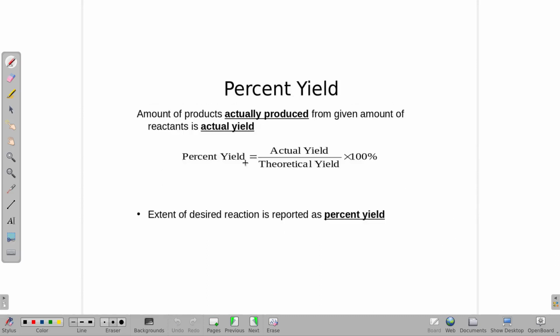Alright, so how do we get these? Well, it turns out a percent yield, you really just look at the actual yield, which will be a mass, and a theoretical yield, which is also a mass.